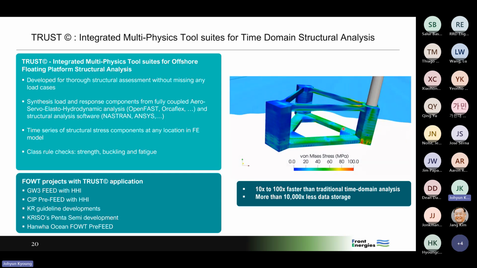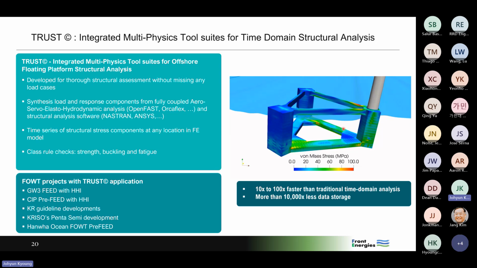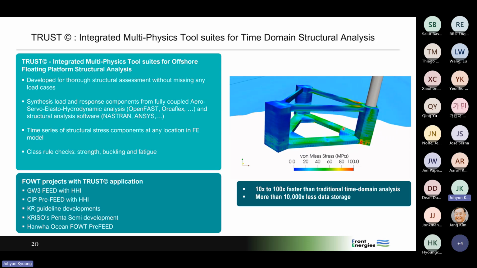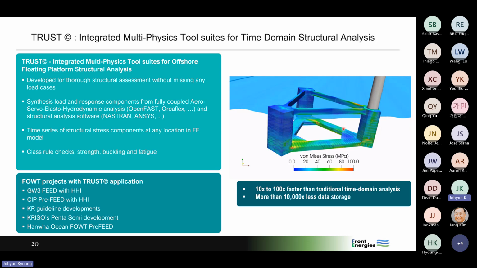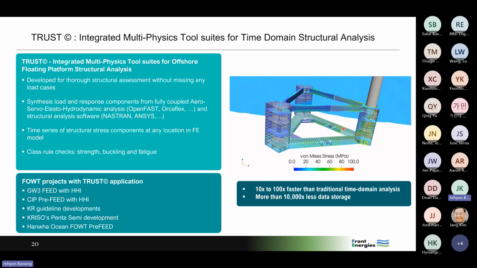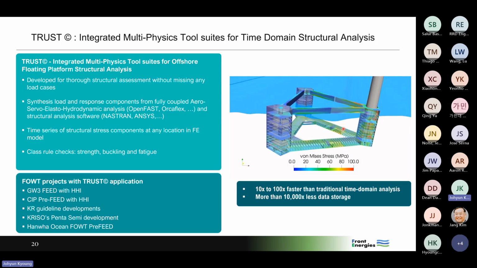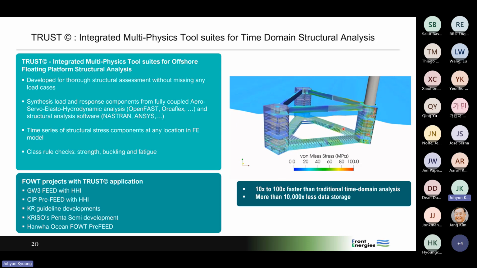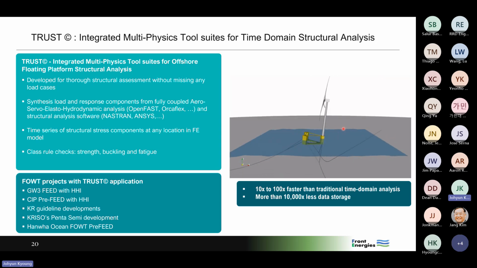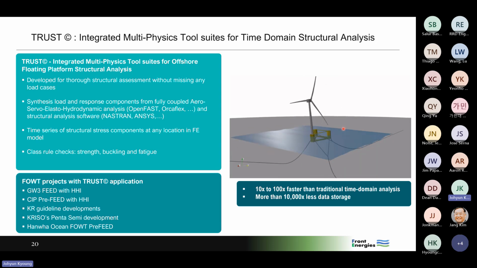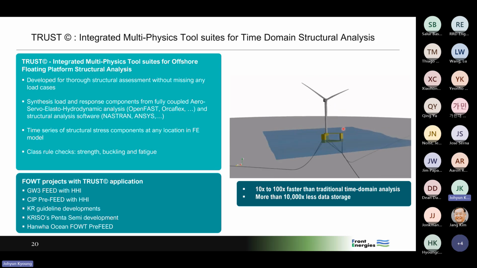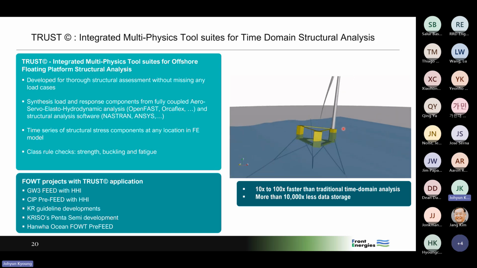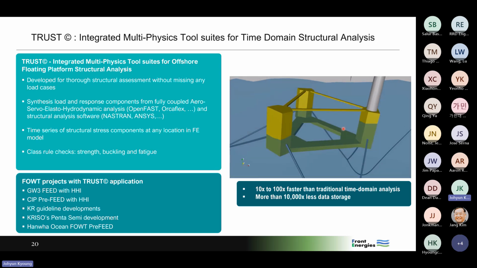Also, we have minimized the memory requirement. The full time-domain analysis based on the conventional approach takes 10,000 times more data storage. Because the synthesizing toolkit is very fast, we don't need to save all the time history to disk space. Once you need the time history, you can run it again, and within a couple of minutes you can get all of it.